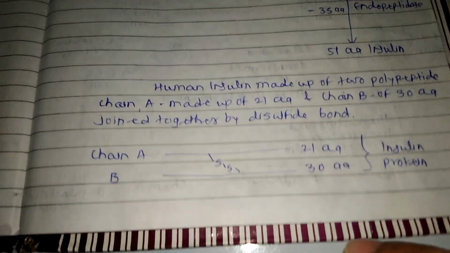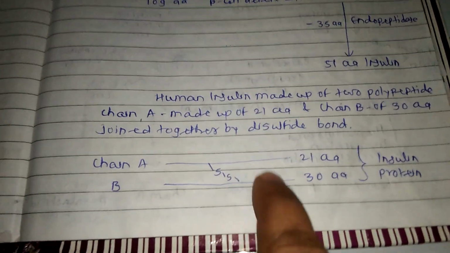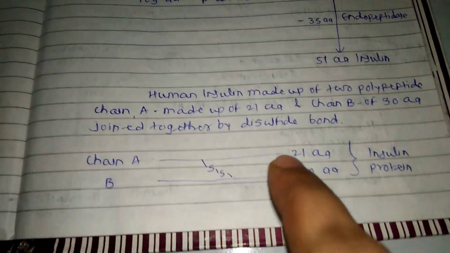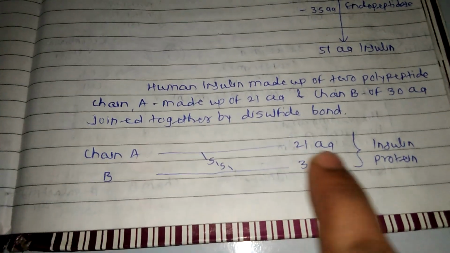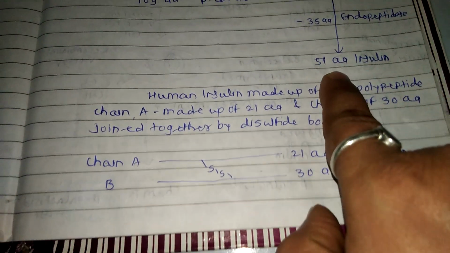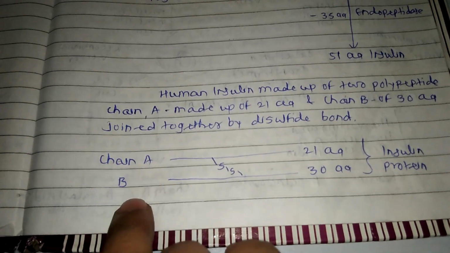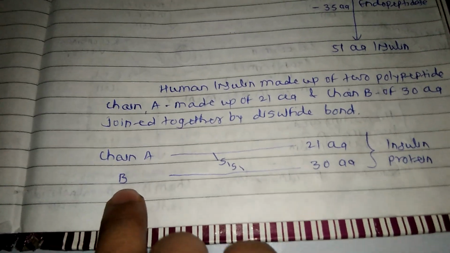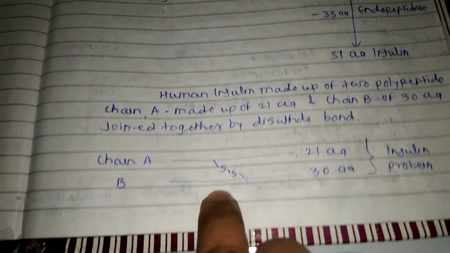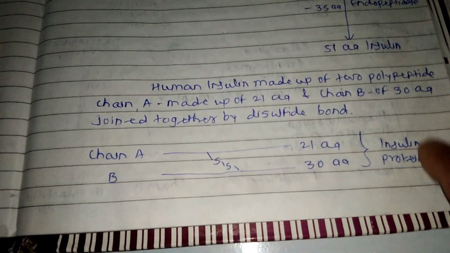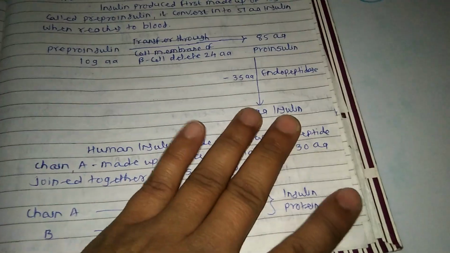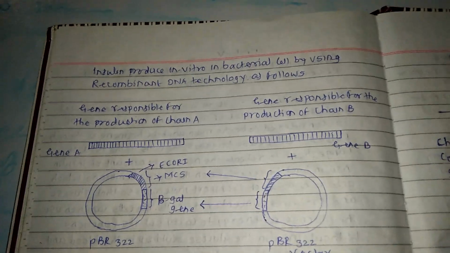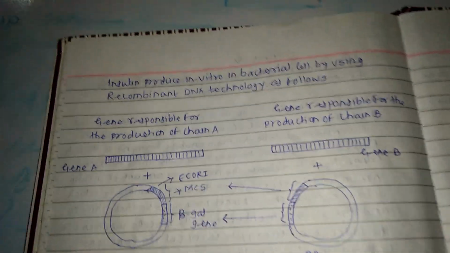Just keep in your mind that this normal insulin, the insulin produced by the pancreas, is made up of 51 amino acids. The structure of insulin is made up of two polypeptide chains, chain A and chain B. These two chains are joined together by disulfide bonds and form the normal insulin. Considering this structure, in industry this insulin is produced by using recombinant DNA technology. This is our main point.